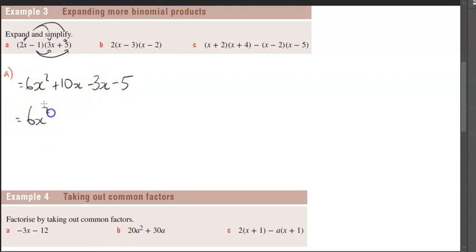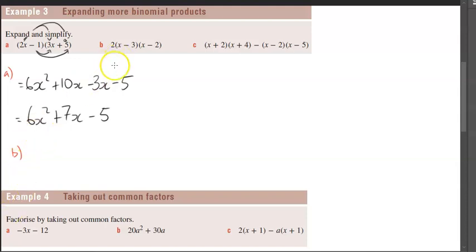6x squared, there are no like terms with the x squared, so that stays as is. Plus 10x minus 3x, we end up having plus 7x. So 10 lots of x's take away 3 lots of x's gives us 7 lots. And then we have that negative 5 that tags along at the back.